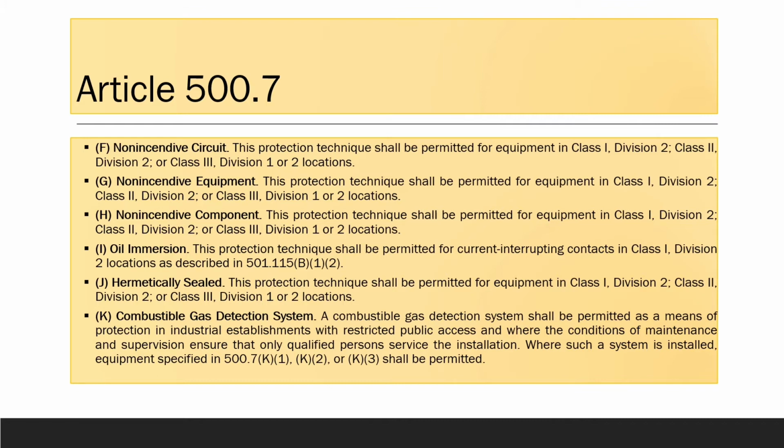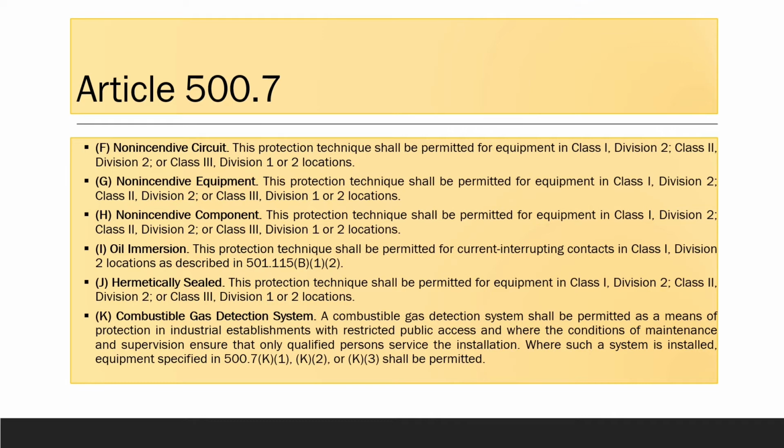Equipment having electrical or electronic circuitry that is incapable, under normal operating conditions, of causing ignition of a specified flammable gas-air, vapor-air, or dust-air mixture due to arcing or thermal means. Letter H. Non-incendive component. This protection technique shall be permitted for equipment in Class 1, Division 2, Class 2, Division 2, or Class 3, Division 1 or 2 locations.